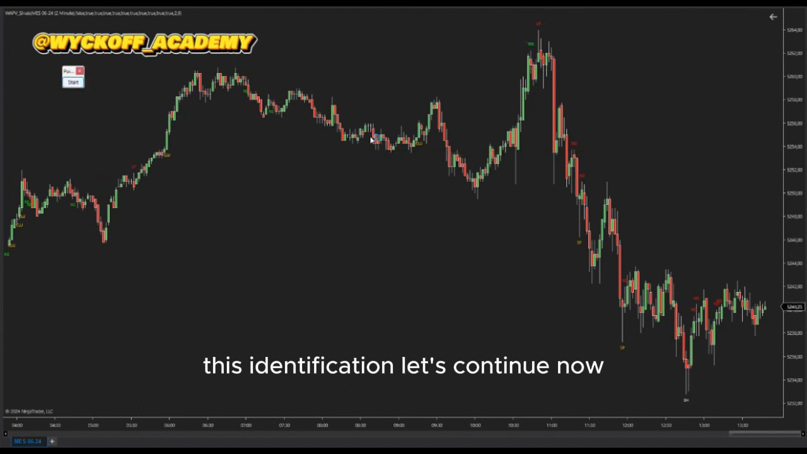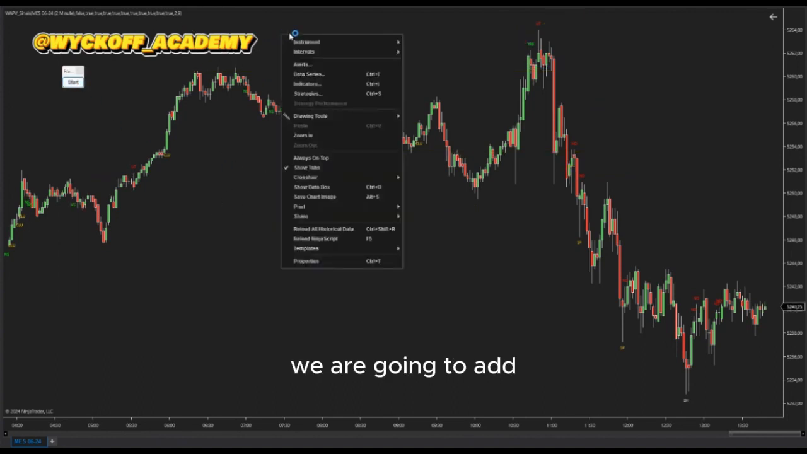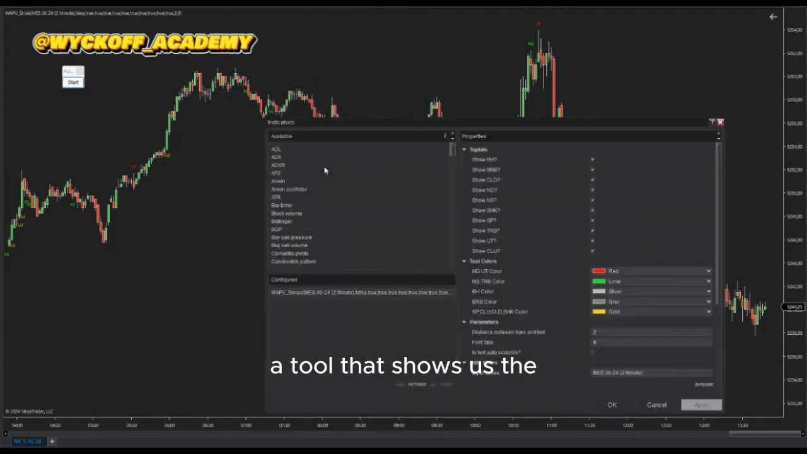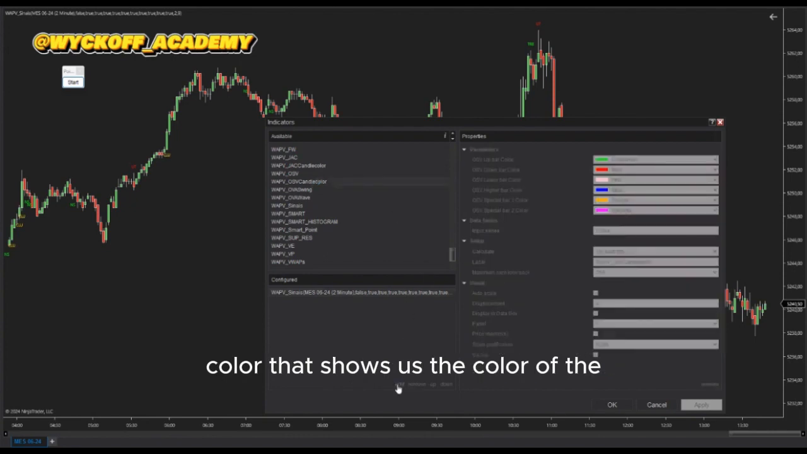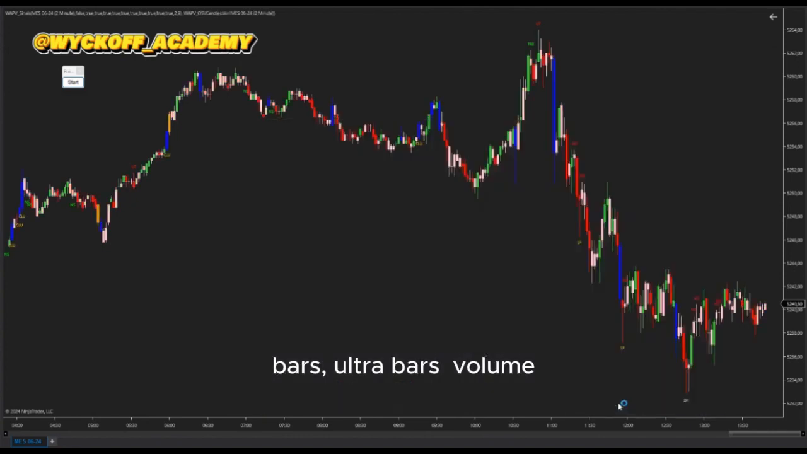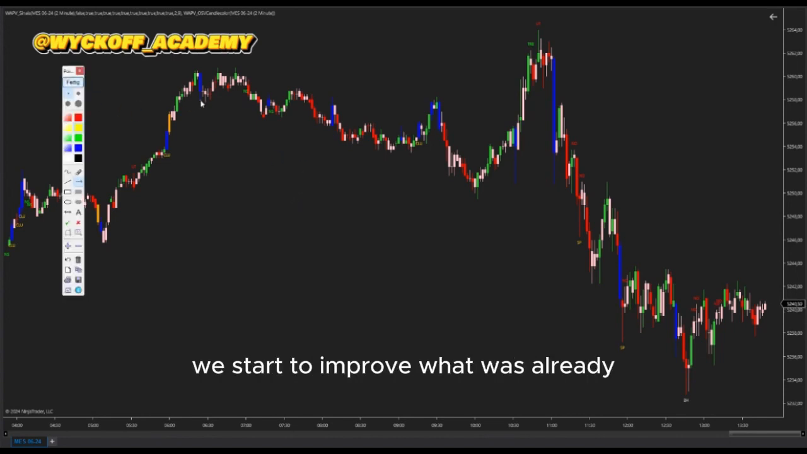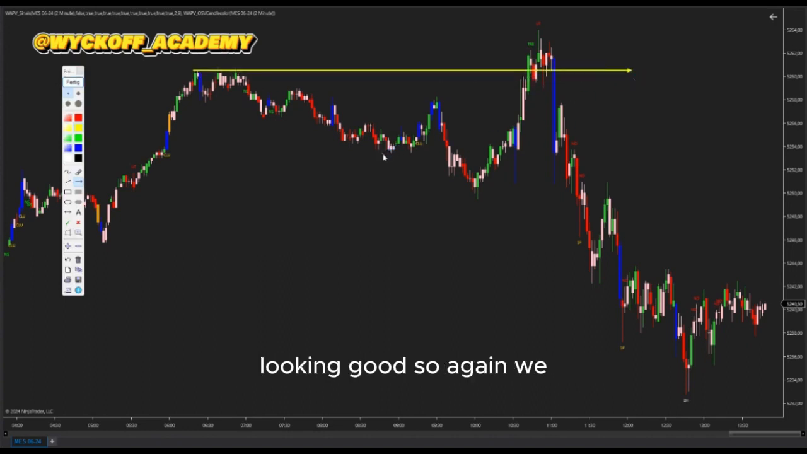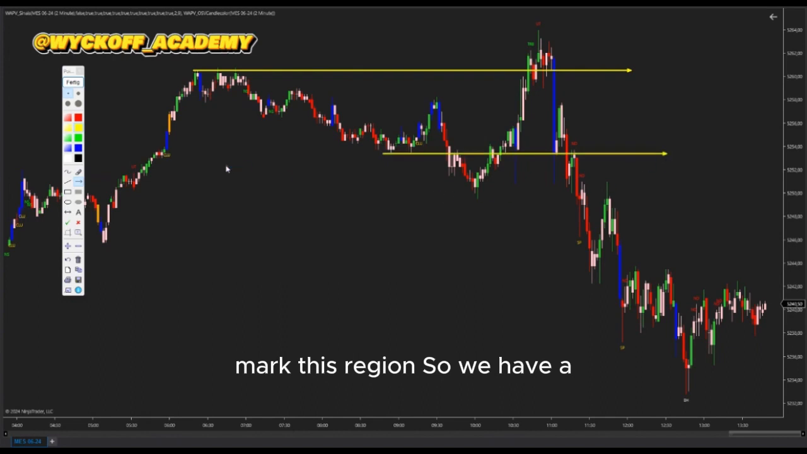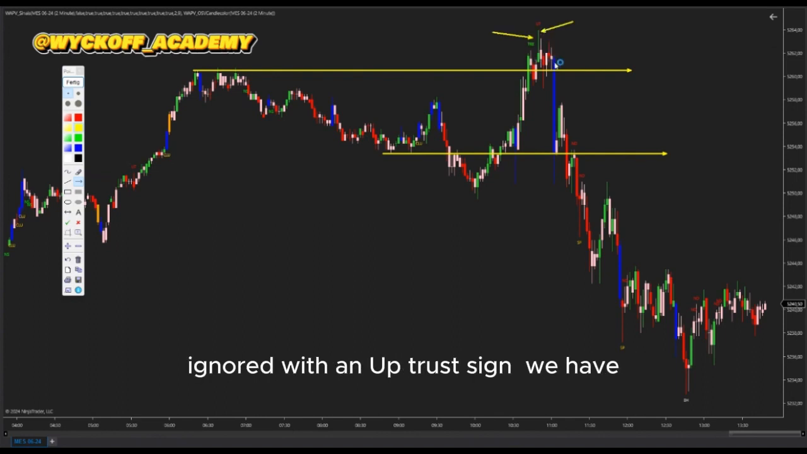Let's continue now. We are going to add a tool that shows us the color of the bars: ultra bars, volume, positive bars, negative bars, and bars with low volume. So here again, we start to improve what was already looking good. Again we mark this region, where we have a positive bar because it is green, but with an upthrust sign.